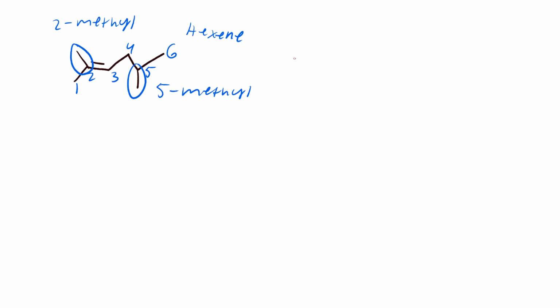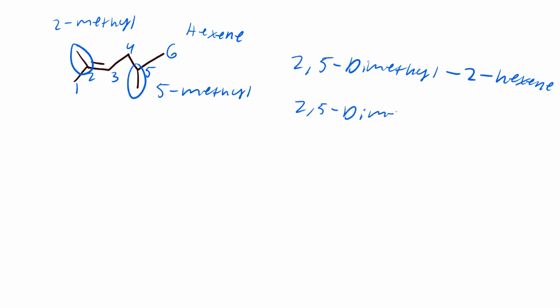So let's put this together. 2,5-dimethyl. Now where's our double bond? Is it on the 4th carbon? Is it on the 5th carbon? No, it's on the 2nd and 3rd carbon. So we're going to say 2-hexene. Another way you can write it out is 2,5-dimethylhex-2-ene. So you could just put this 2 right here between the "hex" and the "ene", and it'll be perfectly correct.